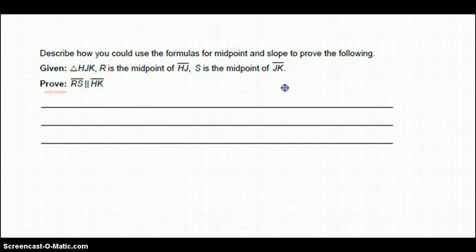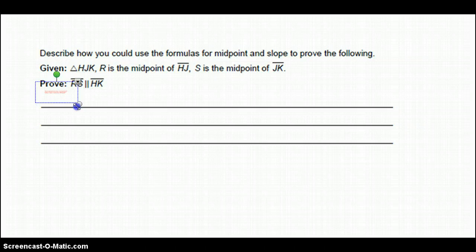But in this problem, we're just going to describe how we would use these formulas of midpoint and slope to do a proof. So we're just going to write a description here. Here's what you're trying to prove. You want to prove that two lines are parallel. In the coordinate plane, that means you have to show that they have the same slope. So here's what you're going to do. In triangle HJK, R is the midpoint of one side, S is the midpoint of the other. We want to show that the connection of those two midpoints, RS, is parallel to this side HK.